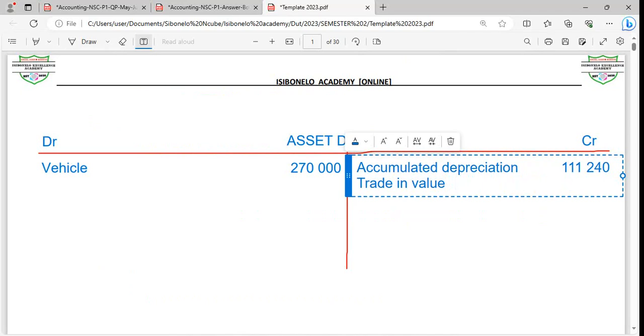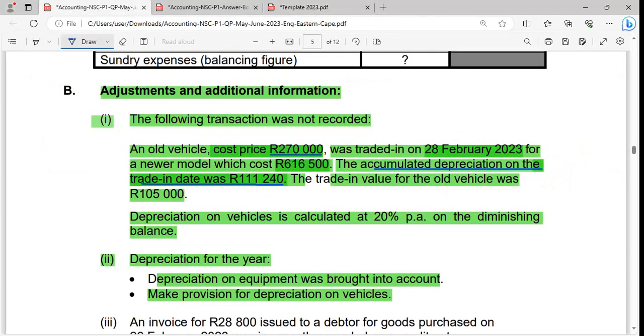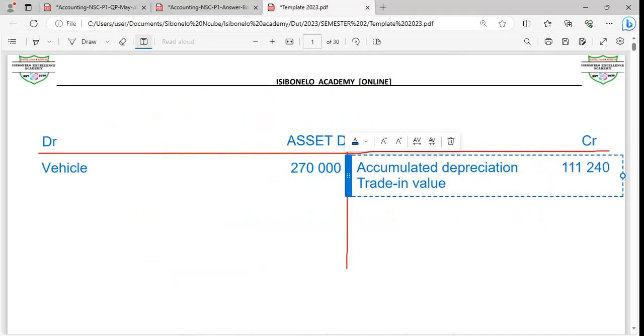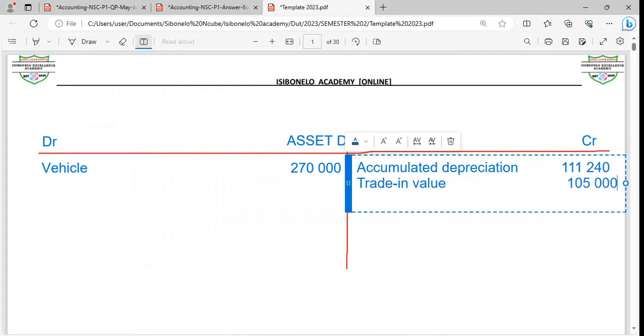So this is given as well. So trade-in value. We are told that the trade-in value for the old vehicle was 105,000. So the trade-in value is 105,000.